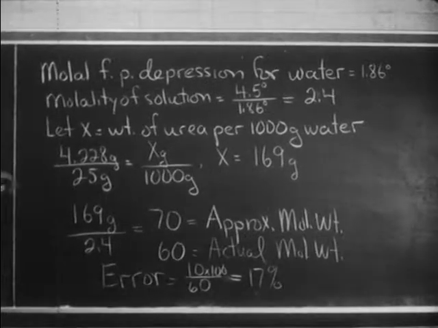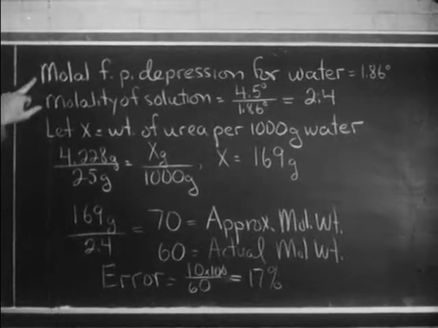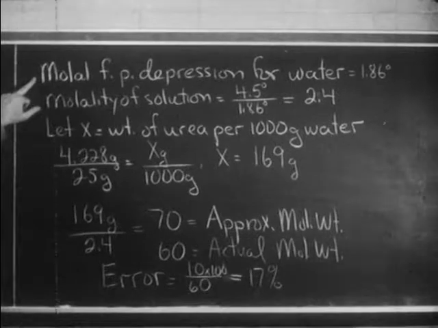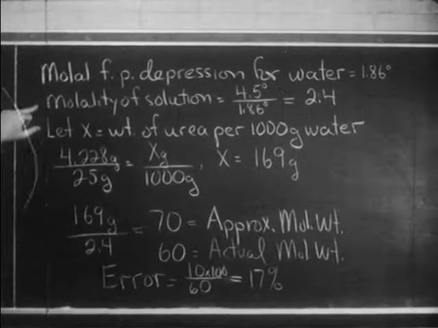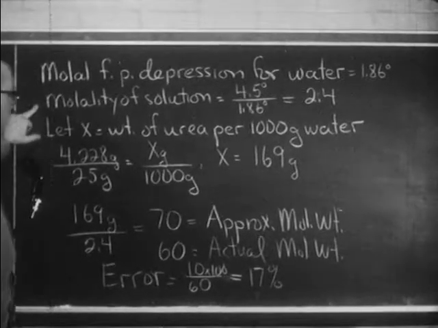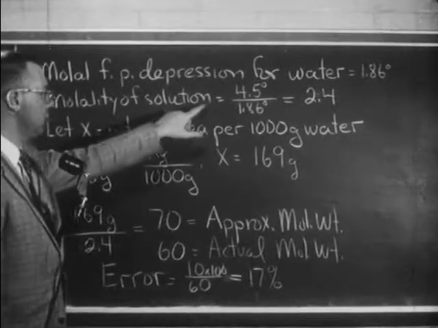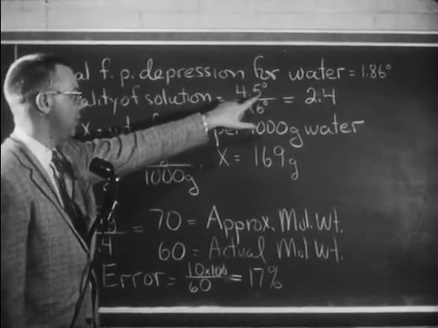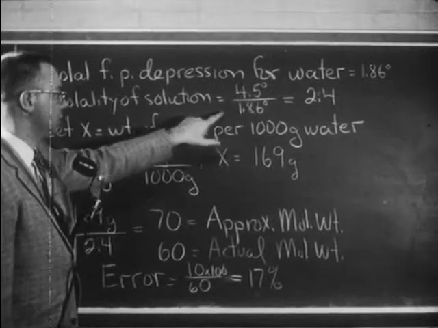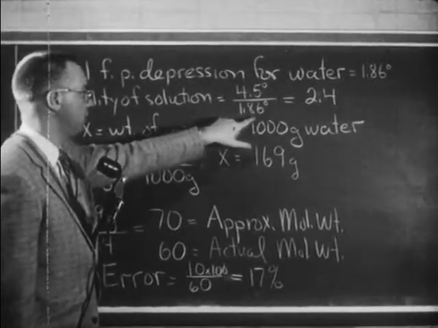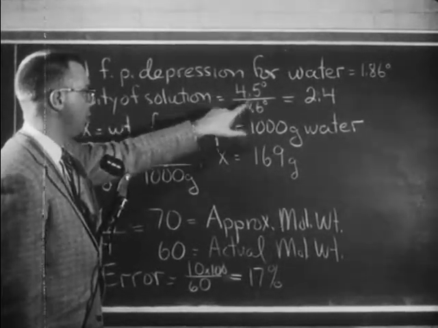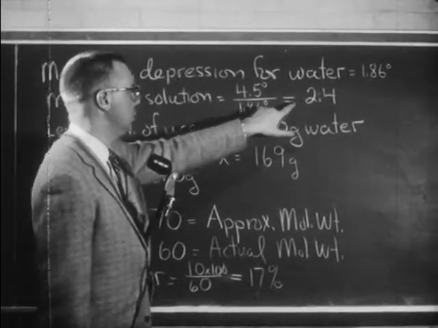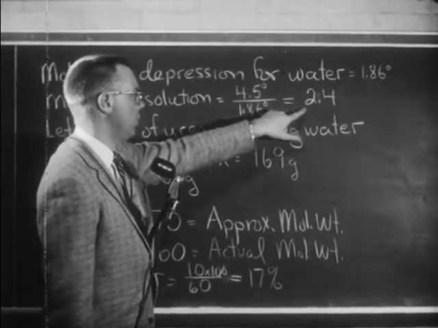We know that the molal freezing point depression for water is 1.86 degrees. Now, the molality of this solution can be easily calculated then, because our solution had a freezing point depression of 4.5 degrees. And if a 1 molal solution depresses the freezing point 1.86 degrees, by dividing 4.5 by 1.86, we see that our solution is 2.4 molal.